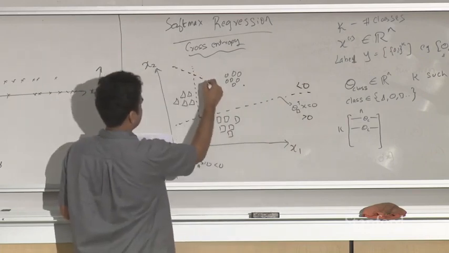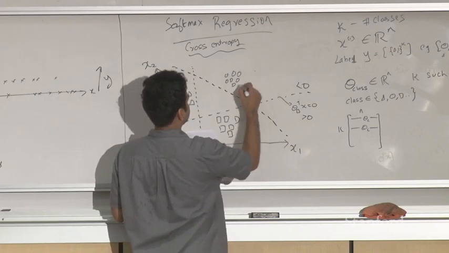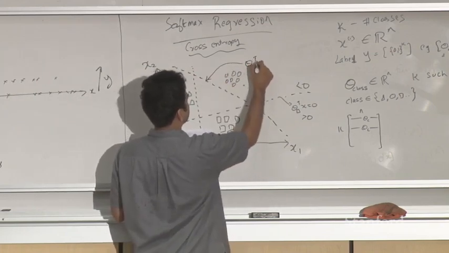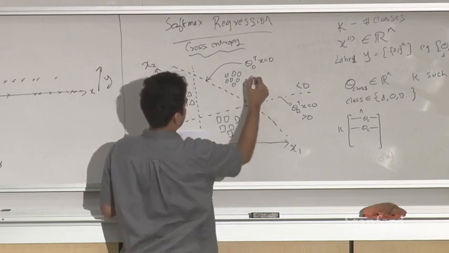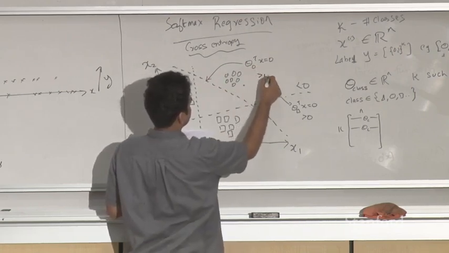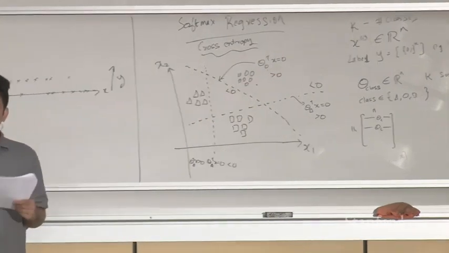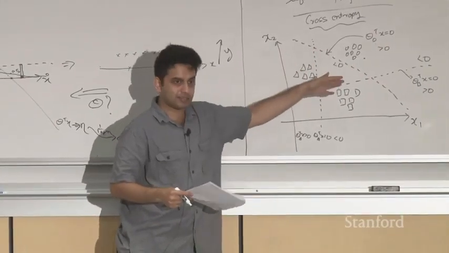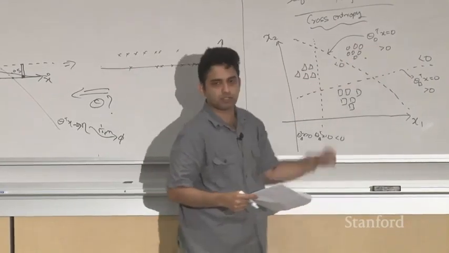And similarly, you have another one for the circle, which corresponds to theta circle transpose x equals 0, and this half plane is greater than 0, and to the left it is less than 0. Right? So we have a different set of parameters per class, which hopefully satisfies this property.